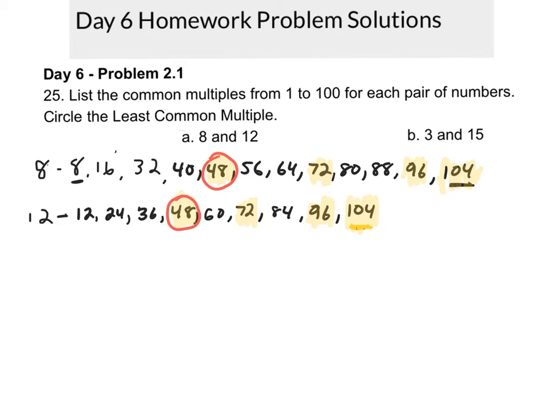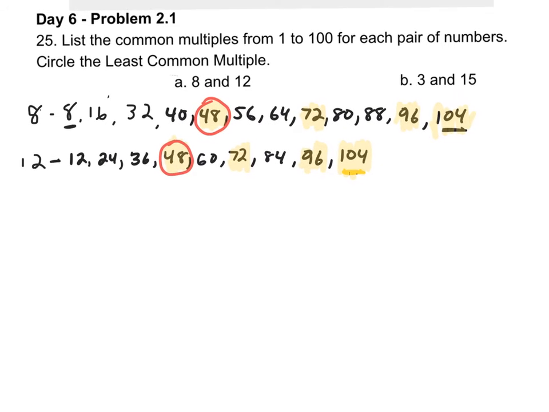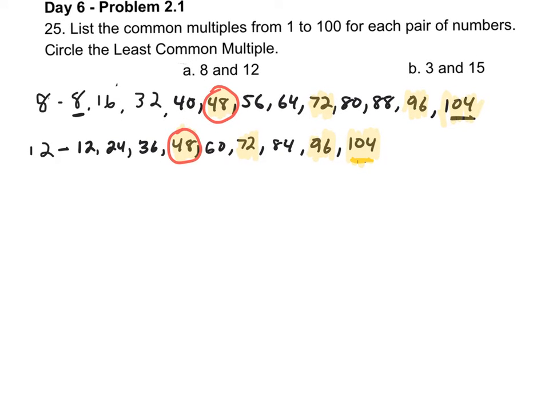All right, let's go to B. So B is asking for the numbers 3 and 15. I'm going to move this up so I have some room. So 3 and 15, same deal, different numbers. So we're doing B, we're going to do 3 and 15. So 3 times 1 is 3, 3 times 2 is 6, 9. Now this one will take a while.